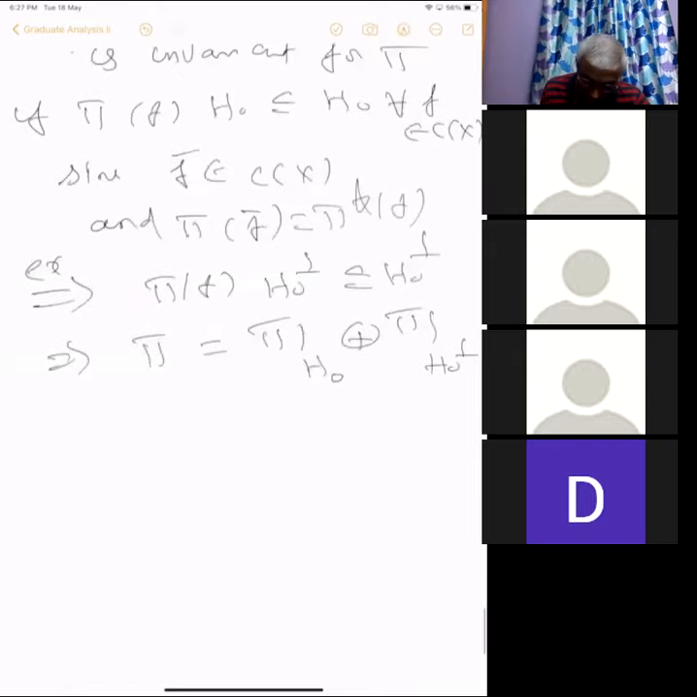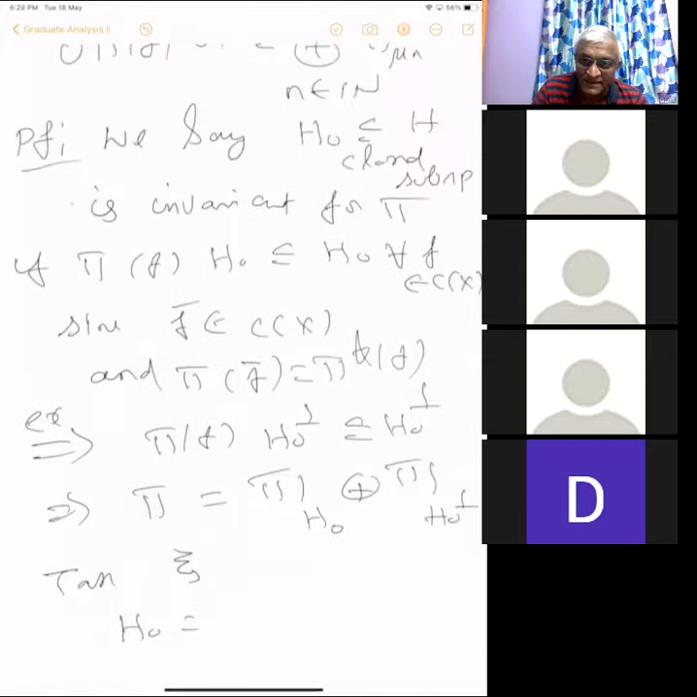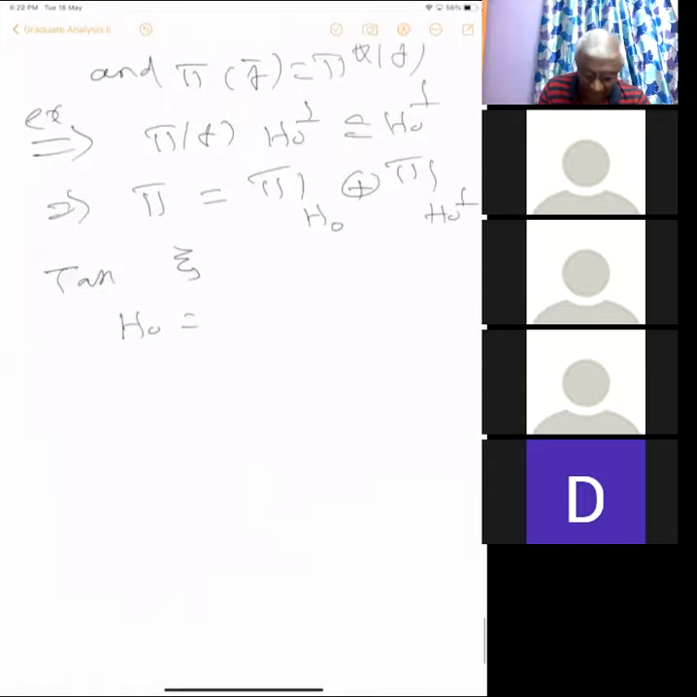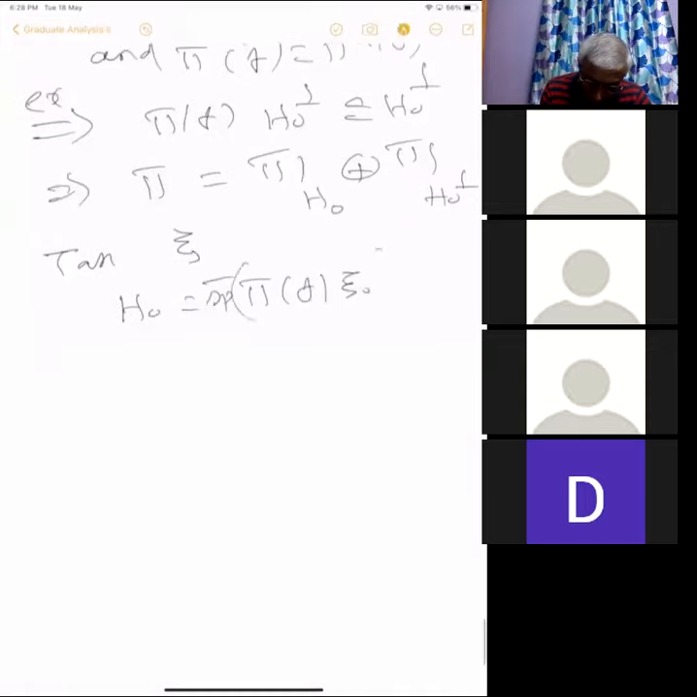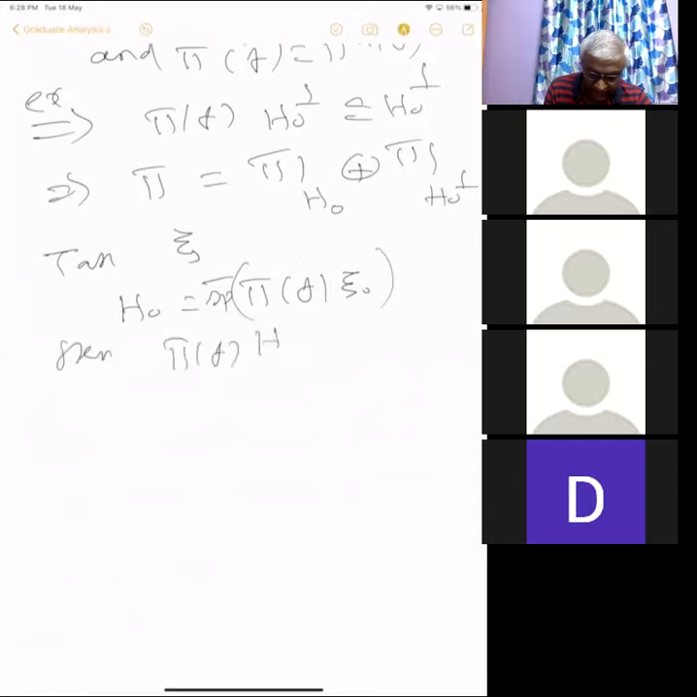Now consider the collection Hn. The point is this: you can take any vector xi. I have said that if H naught is invariant with respect to pi, then H naught perp is also invariant. Now you take a particular H naught for any xi. You take xi naught, then you take the span closure of pi of f applied to xi naught. Call this H naught. Then H naught is invariant.